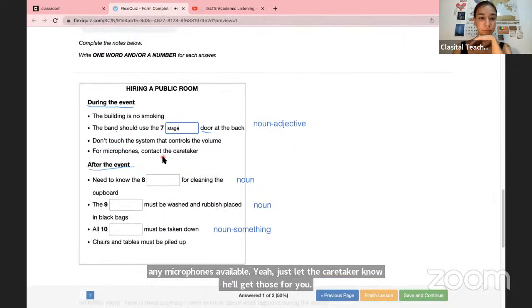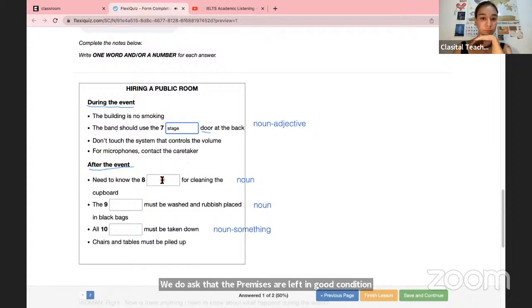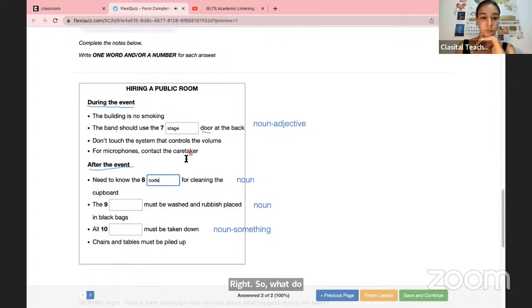Right, now, when the event is over, we do ask that the premises are left in good condition. So there's a locked cupboard, and you'll be informed of the code you need to open that. It's got all the cleaning equipment, brushes and detergent and so on. Right. So what do we need to do after everyone's gone? Sweep the floors, I suppose? Well, actually, they have to be washed, not just swept. Then you'll be provided with black plastic bags, so all the rubbish must be collected up and left outside the door. Of course. We'll make sure everything's left tidy.